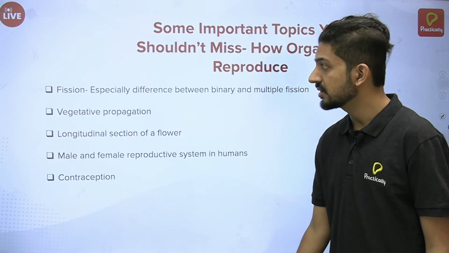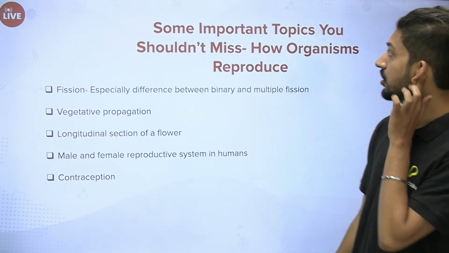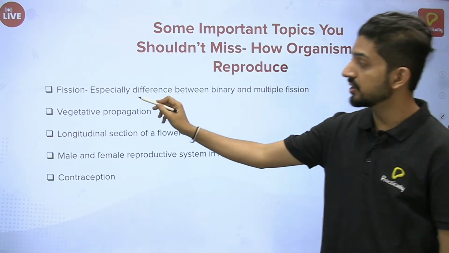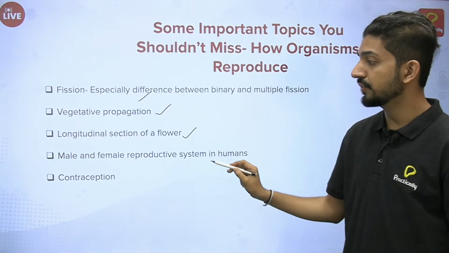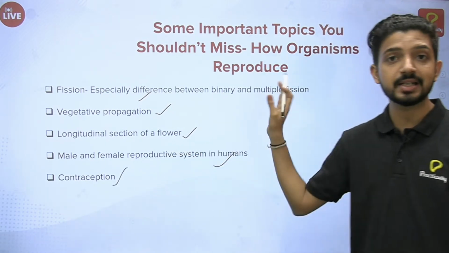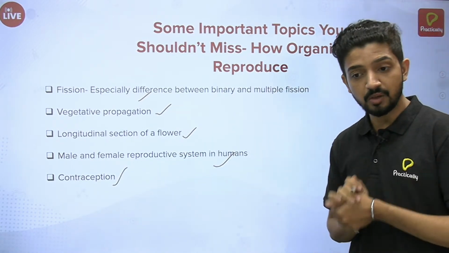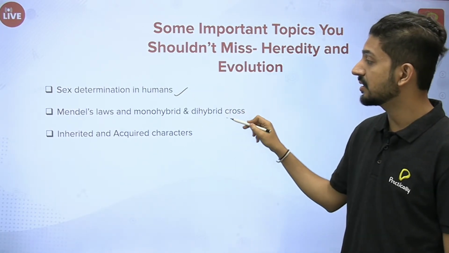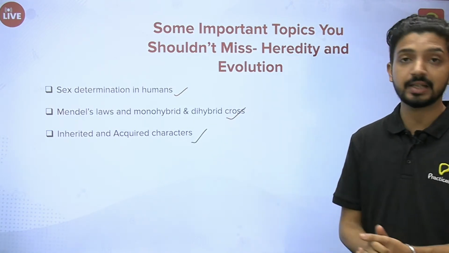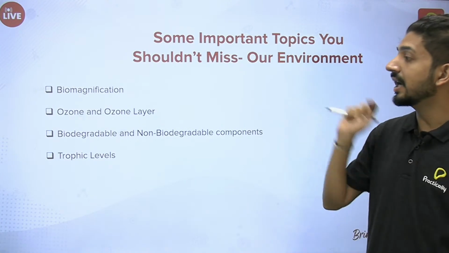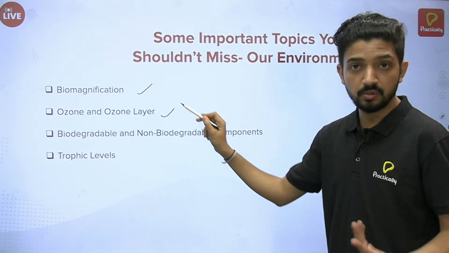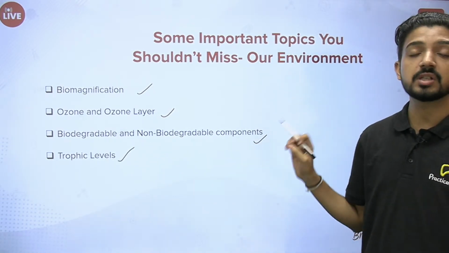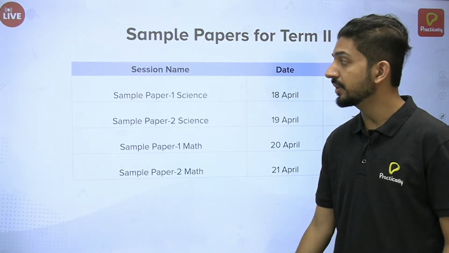Okay, fine. So that is all for today, and here are some important topics you should not miss. From how organisms reproduce: fission, vegetative propagation, longitudinal section of flower, male and female reproductive system in humans, and contraception. From heredity and evolution: sex determination in humans, Mendel's laws, monohybrid and dihybrid cross, and inherited and acquired characters. And from our environment: biomagnification, ozone and ozone layer, biodegradable and non-biodegradable components, and trophic levels are the important topics from which more questions are expected. So please do prepare these topics properly.